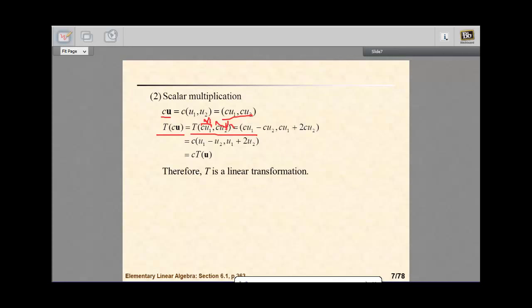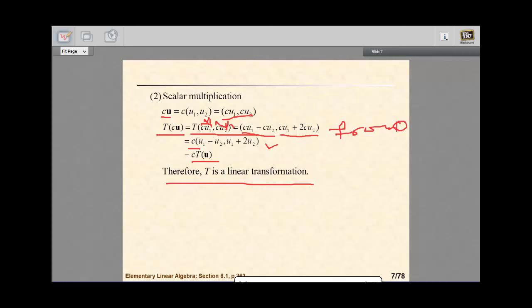So we can write (cu1, cu2). From equation number 1 we can write (cu1 minus cu2, cu1 plus 2cu2). We take the constant c outside, that will be equal to c times (u1 minus u2, u1 plus 2u2). So it is nothing but c times the transformation of u from equation number 1. So these 2 points are satisfied. It means that T is a linear transformation, because these 2 points are satisfied.